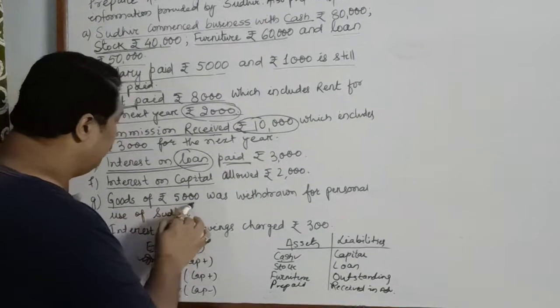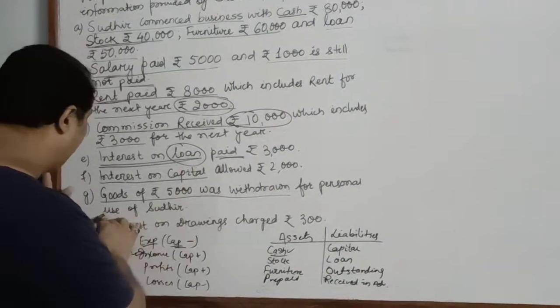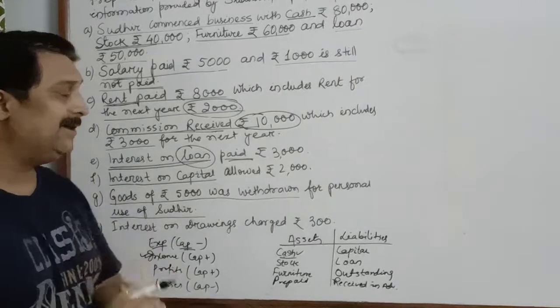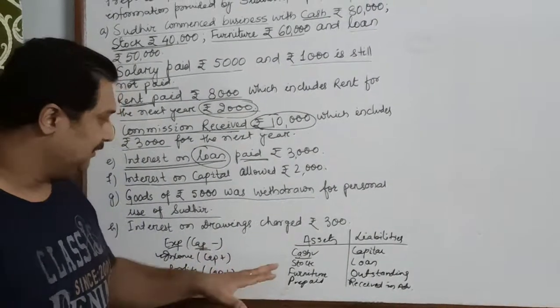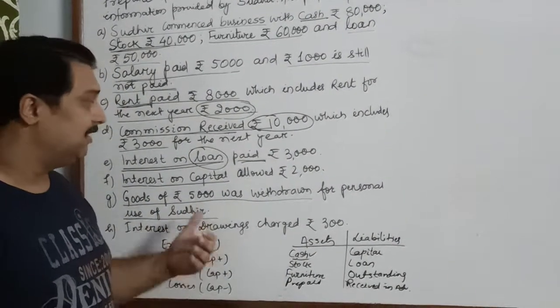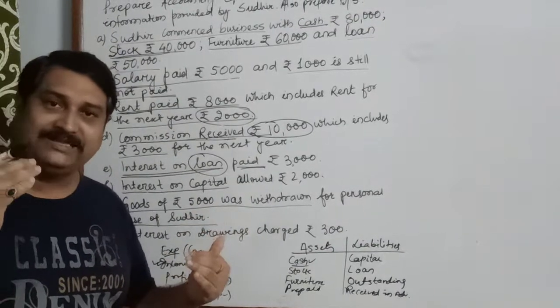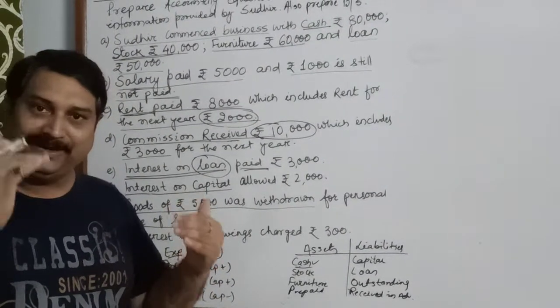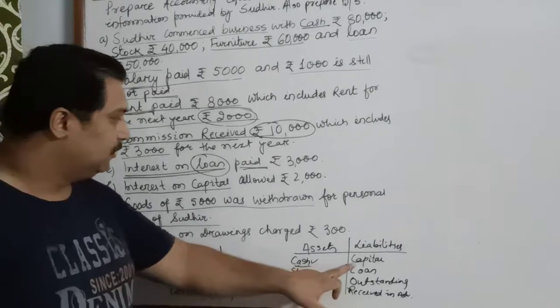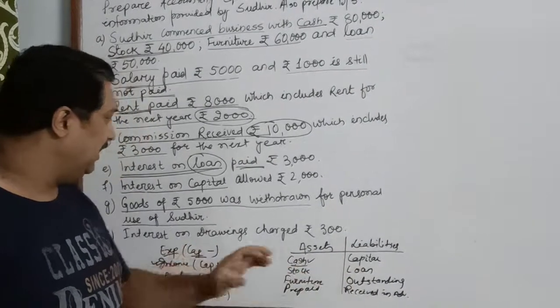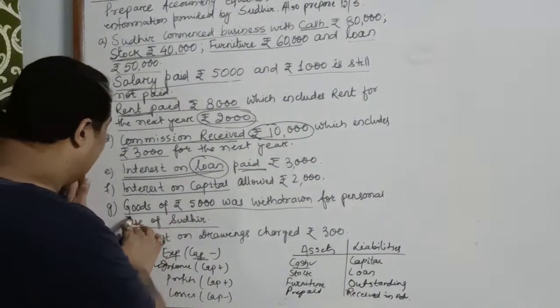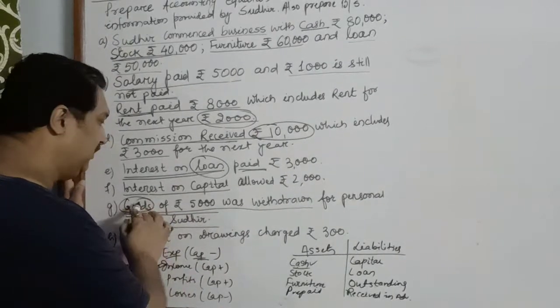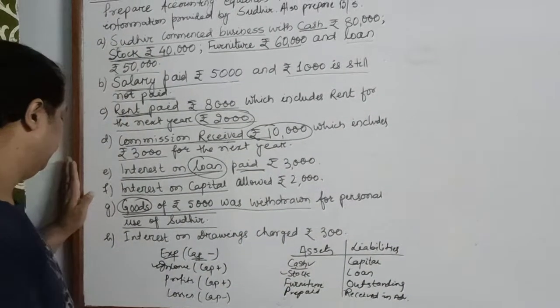Now, goods of rupees 5,000 was withdrawn for personal use. What do you mean by personal use? That is drawings. So you are making drawings. What will happen with the drawings? The drawings will reduce the capital of the owner. So it will be reduced from the capital. At the same time, what is being taken away from the business? Goods. That means stock will get reduced.